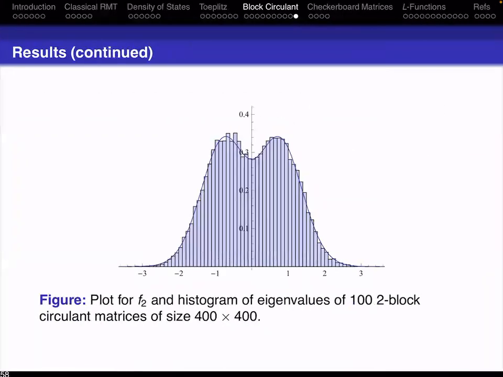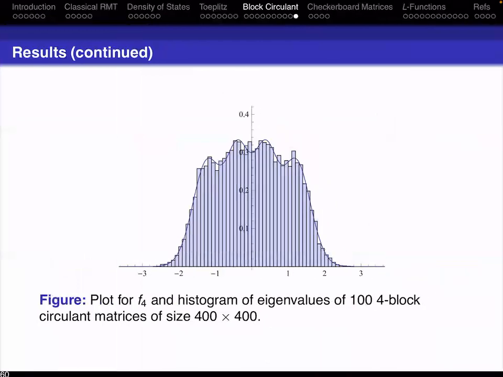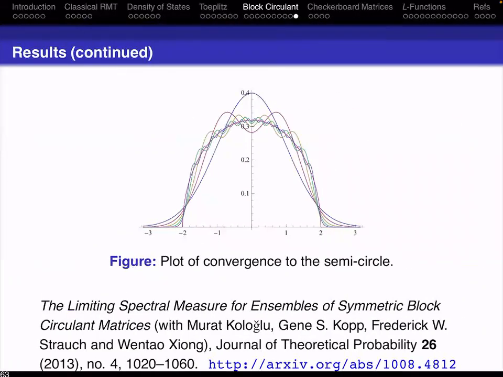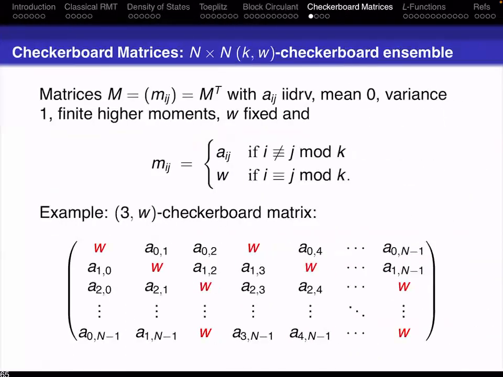This is m equals 2, m equals 4. It's really picking up the different structure. I'll just jump ahead. Here is the limit, the semicircle, and you can see that as m is getting larger and larger, it's getting very tight about the semicircle. The last one is, I don't have the Batman distribution, but I do have the checkerboard. So every so many steps, we repeat a W.